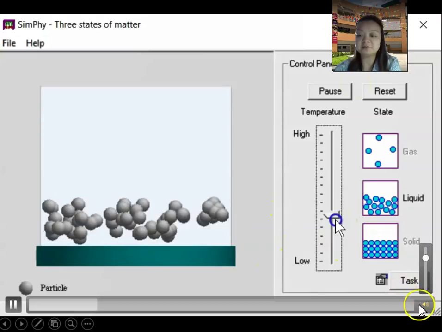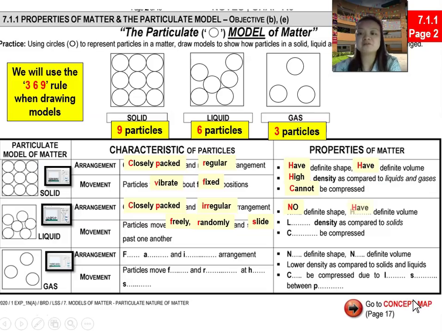Okay, so again, let's have a look at this. They have no definite shape. They have a definite volume. That means their volume doesn't change. The only thing that changes is its shape because they can slide past one another. So if I were to look at liquid in this versus this water bottle here, liquid can actually take the shape of the two water bottles here. All right. So we say that liquid has got a lower density than solid, and liquids cannot be compressed.